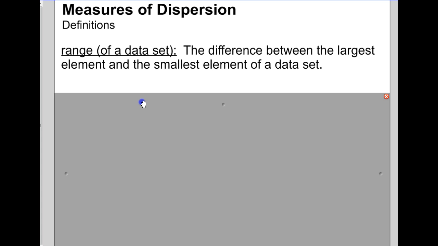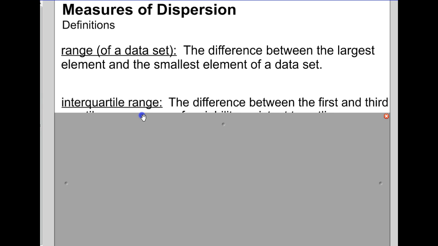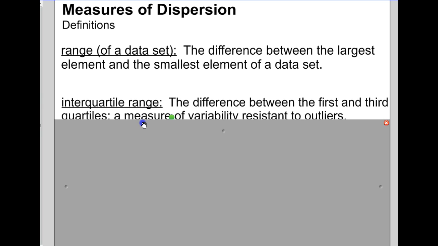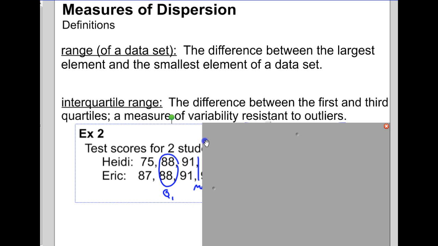Next, I want to introduce interquartile range. So that's the difference between the first and the third quartiles. The reason we like the interquartile range is it's resistant to outliers. It doesn't matter so much if you have a low score like Heidi did. Let's go back to Heidi and Eric.